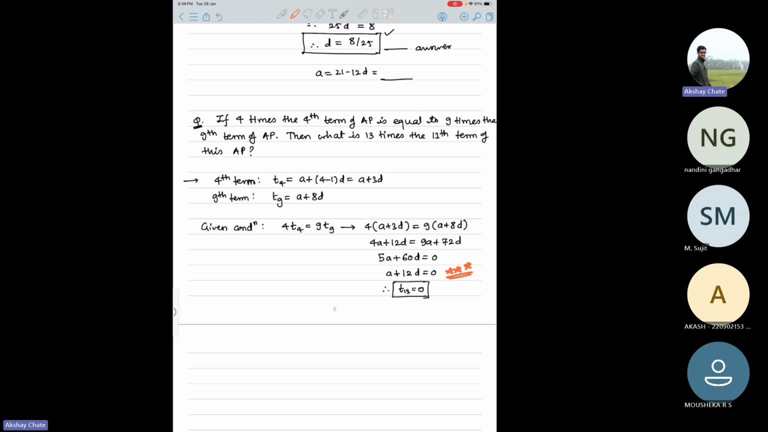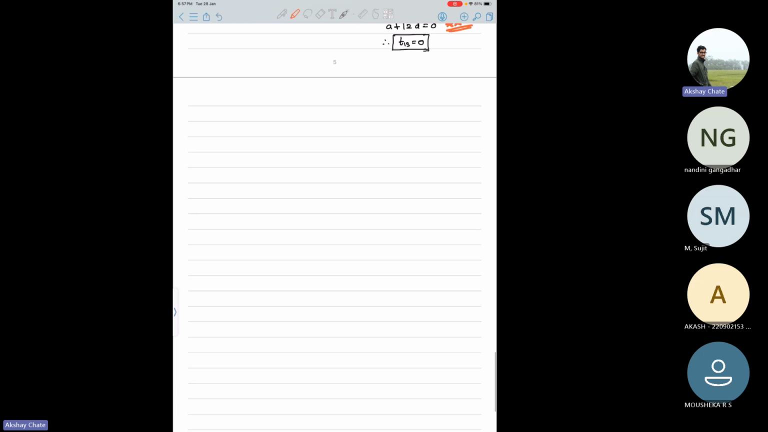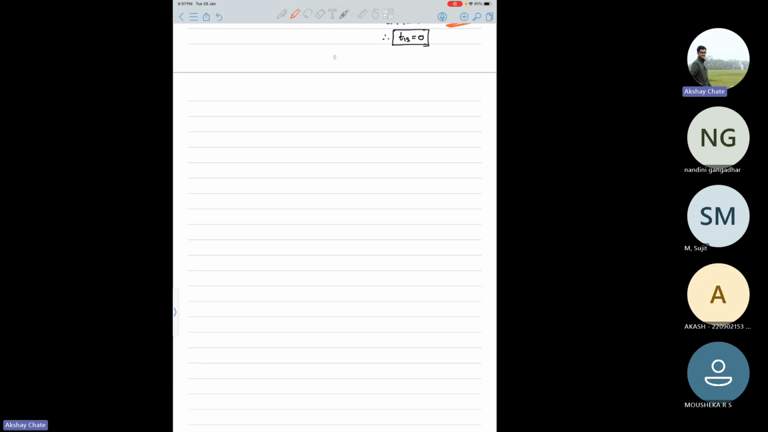Now let's take one GP one, because AP ones are typically easier, because you basically have two formulas, and you just apply them and solve the questions. So anyway, let's take this GP question now.